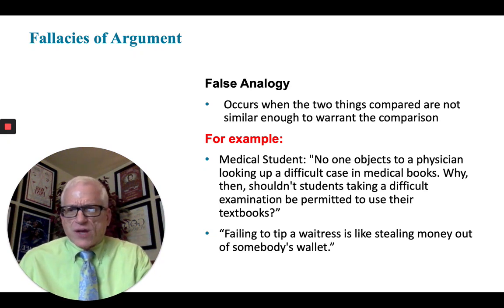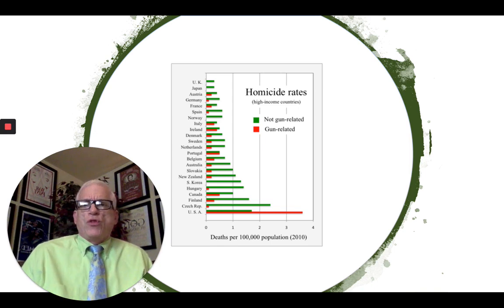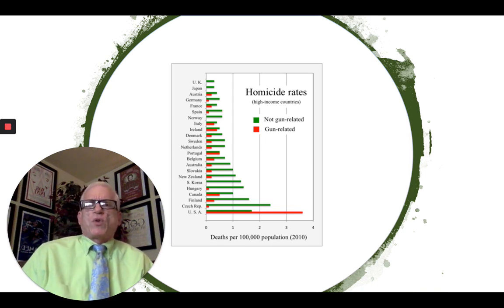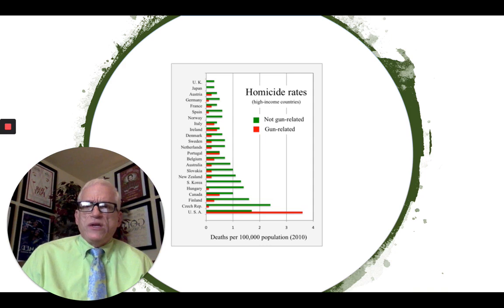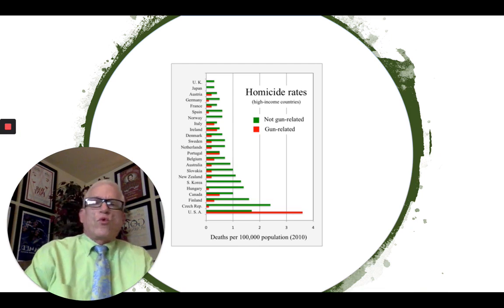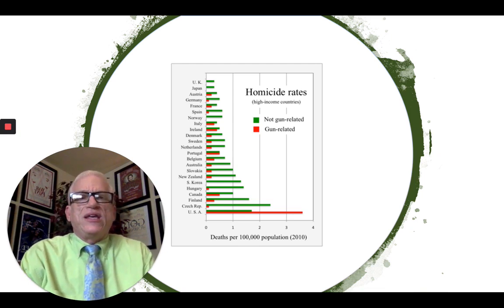But let me give you a couple of other examples. The first is when we talk about gun control in this country, there are a lot of pro-gun control advocates, people who will argue that we need better gun control in our country. And they will use a graph like this as an example. If we look at all of the industrialized countries and rank them in order of the gun-related deaths that they have.